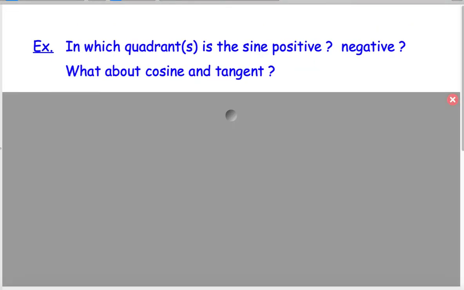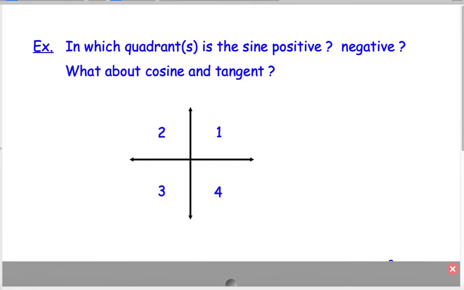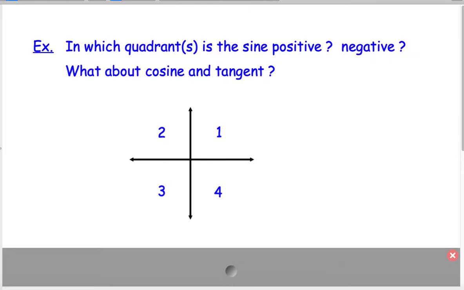All right, different type of problem. In which quadrant or quadrants is the sine positive? And where is it negative? What about the cosine? What about the tangent? Let's look at our quadrants for a little bit. And now that we're pretty familiar with the unit circle, we can use that to help us.